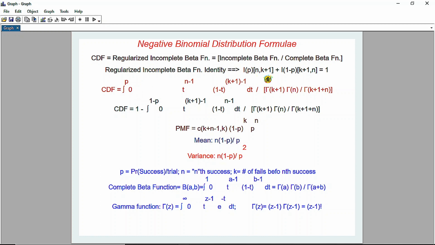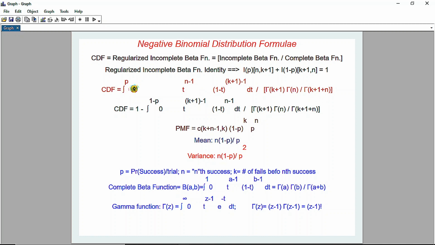A is our n and the parameter b is our k plus 1. That is why we raise t to the power n minus 1 and 1 minus t to the power k plus 1. Here n and k plus 1 are the parameters, and this portion is our incomplete beta function divided by this complete beta function. We have taken it from this relationship. Our parameters are k plus 1 and n, and we take gamma a, gamma b divided by gamma a plus b.